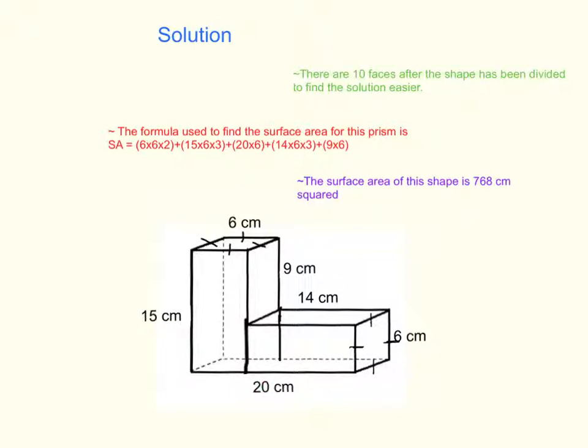Anyways, the formula used to find the surface area for this prism is 6 times 6 times 2, due to there being 2 of them, 15 times 6 times 3, because there are 3 here, here, and here, 20 times 6 for the base, 14 times 6 times 3, because there is the top one and the sides, and last but not least, 9 times 6. After you find the calculations for each of those areas, you add them all together and you'll find the surface area for this particular shape is 768 centimeters squared.